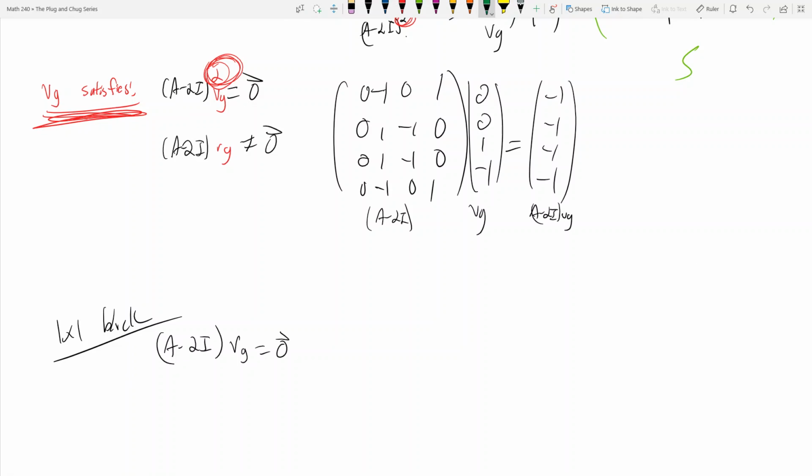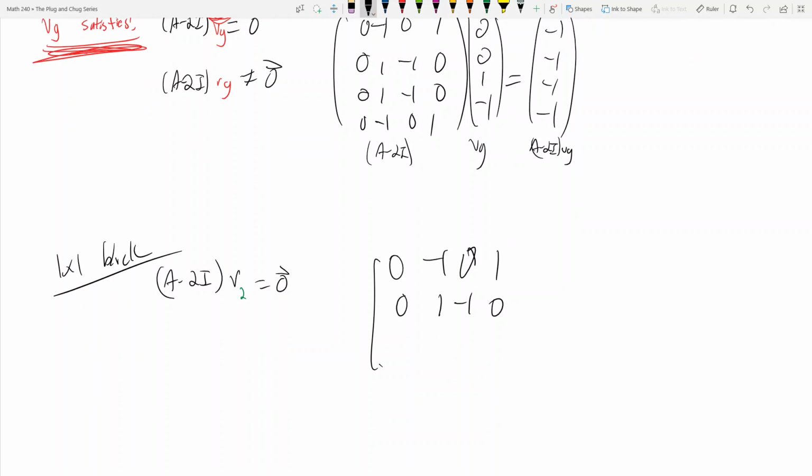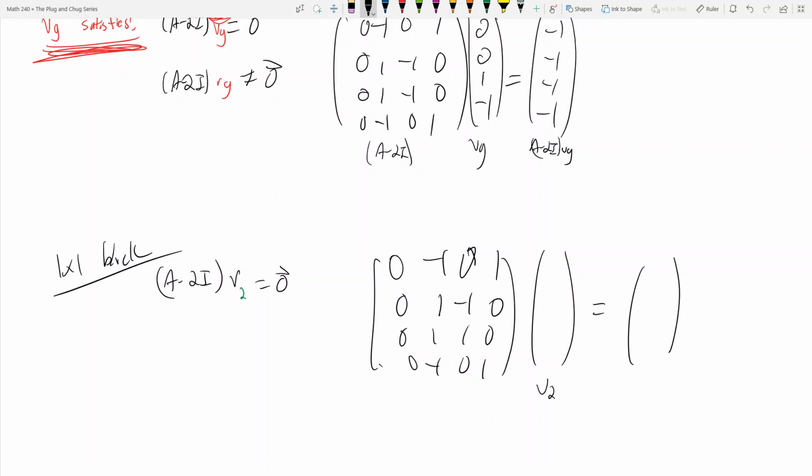So this isn't actually VG. This is actually like V2, since we already had a V1. So now we write 0, -1, 0, 1, 0, 1, -1, 0, 0, -1, 0, 1. All right, so now I need to find V2, right? That gets me zeros, or just an eigenvector.